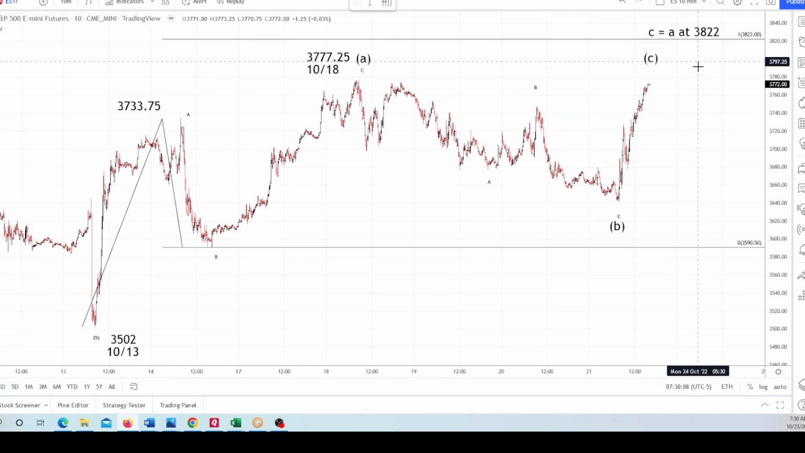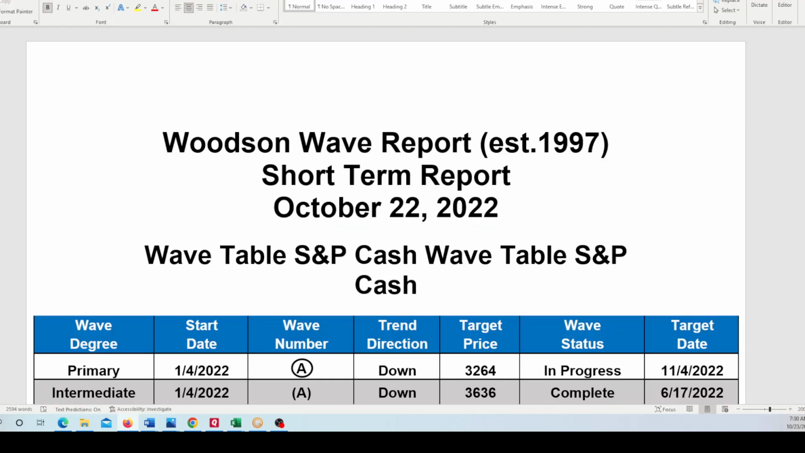There's even higher targets for this 4, and then just turn down on the Fibonacci turn date. We'll see how that plays out. Okay, let me show you guys what we put out here for our subscribers in our short-term report.